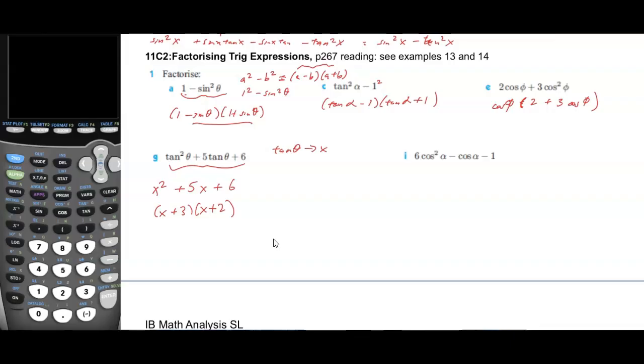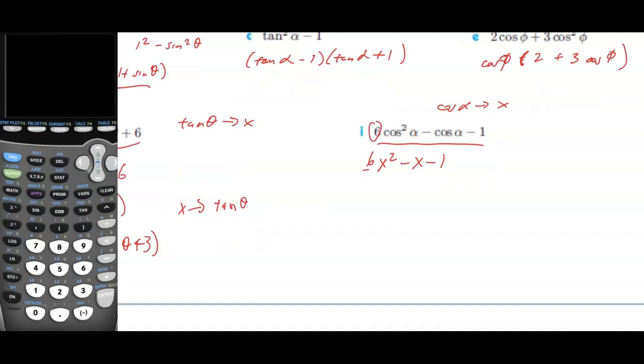Then we're going to put the tangent theta back in, and then we'll get the final factorization. It's just hard to see how to factor this when we have tan thetas. It's easier if we replace these with x, and then it looks more familiar, right? So here is our factorization. Same thing with these, right? It's a little bit easier if we replace our cosine alpha with x, and then we would have 6x squared minus x minus 1. This is already a hard factorization problem as it is with the 6 here.